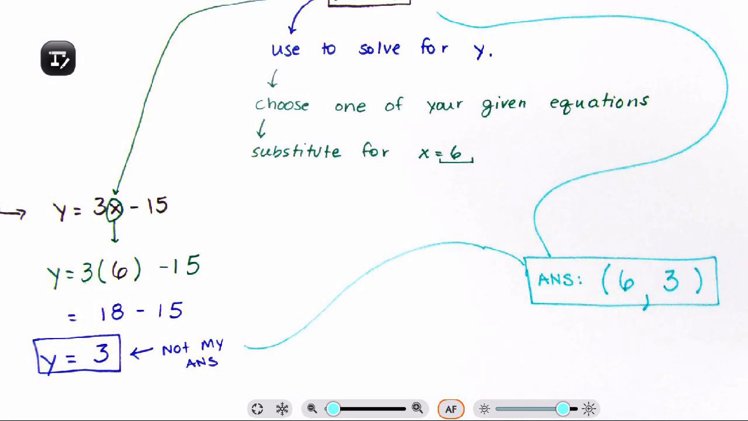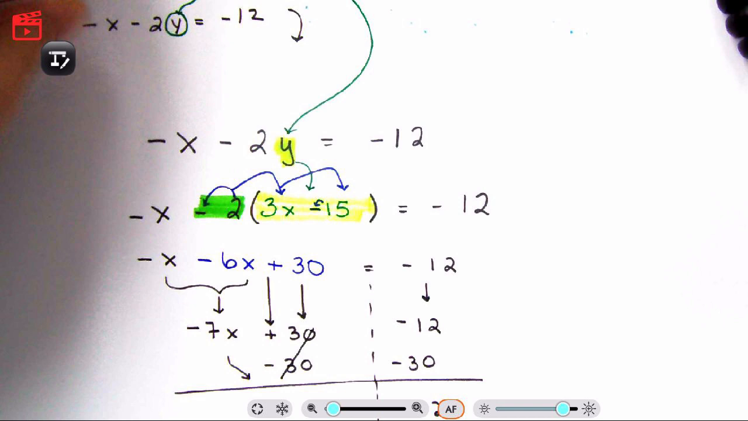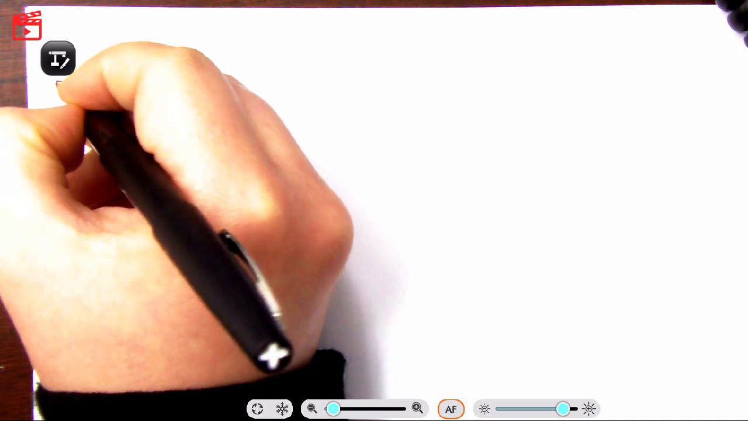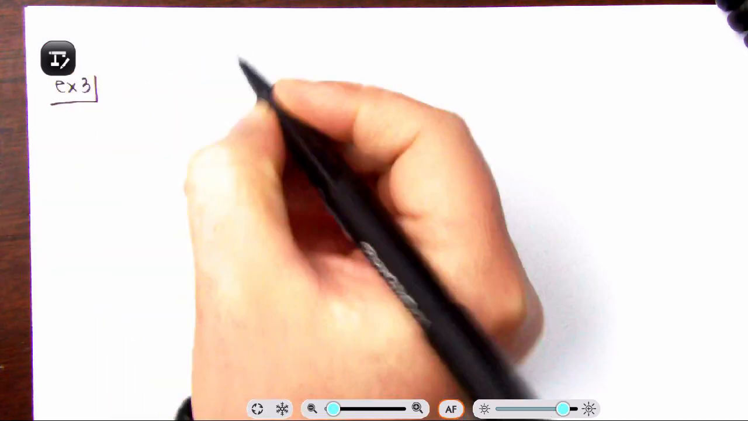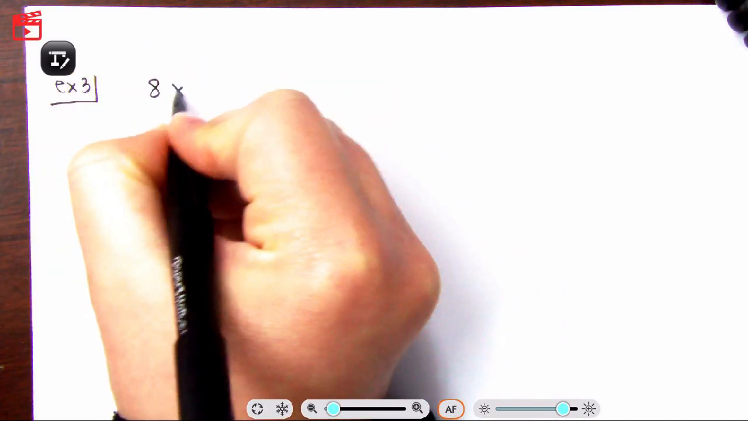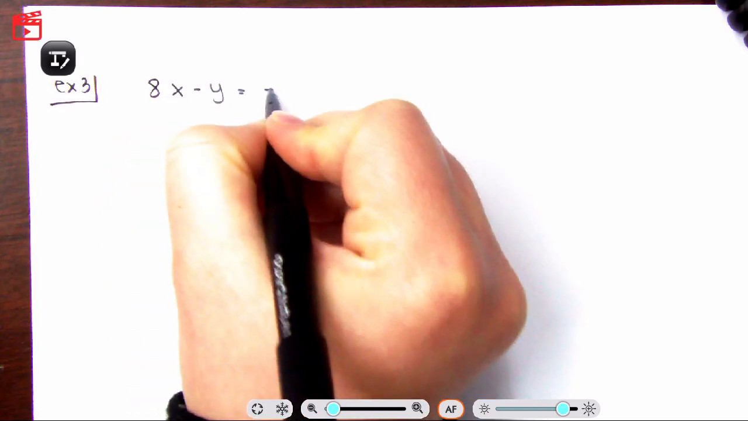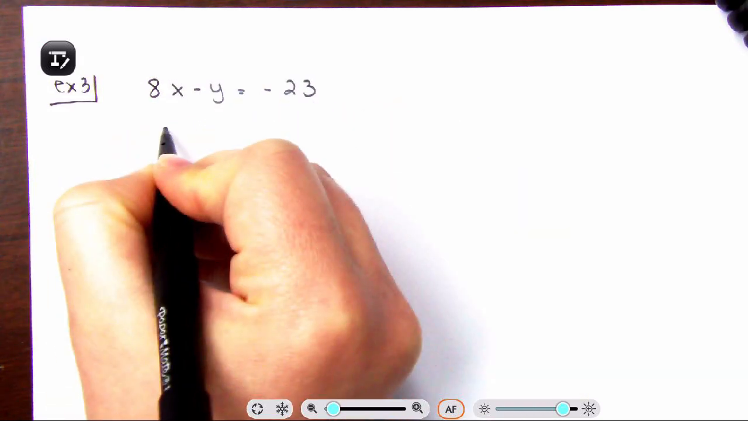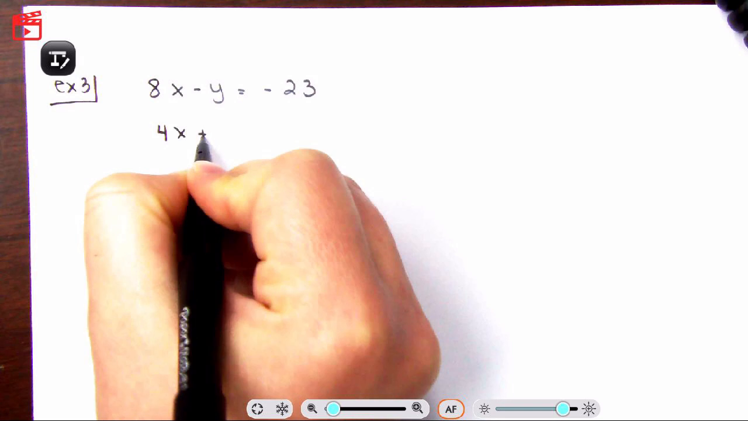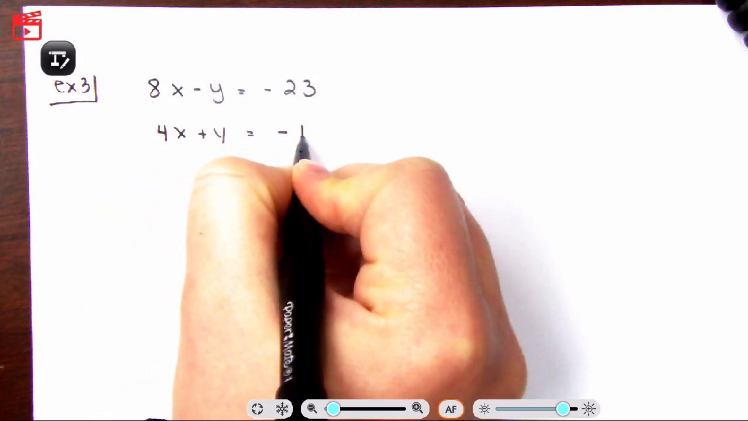All right, let's do one more example. Let's kick it up a notch and make this a little bit more challenging. Here we have 8x minus y is equal to negative 23. And we have 4x plus y is equal to negative 1.